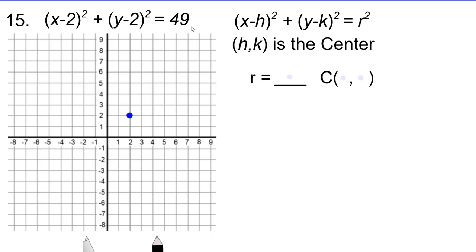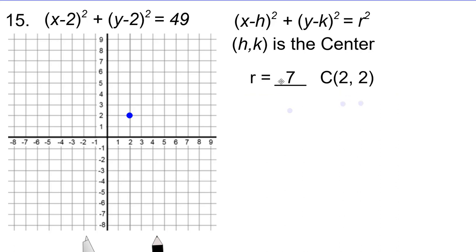So we take the square root of 49, which is simply going to be 7, just like the last problem we just did. And to find the center, that's the h and the k. So it's going to be the opposite sign of whatever they show. So in this case, it would be a +2 and a +2. So our center is at 2, 2 with a radius of 7.